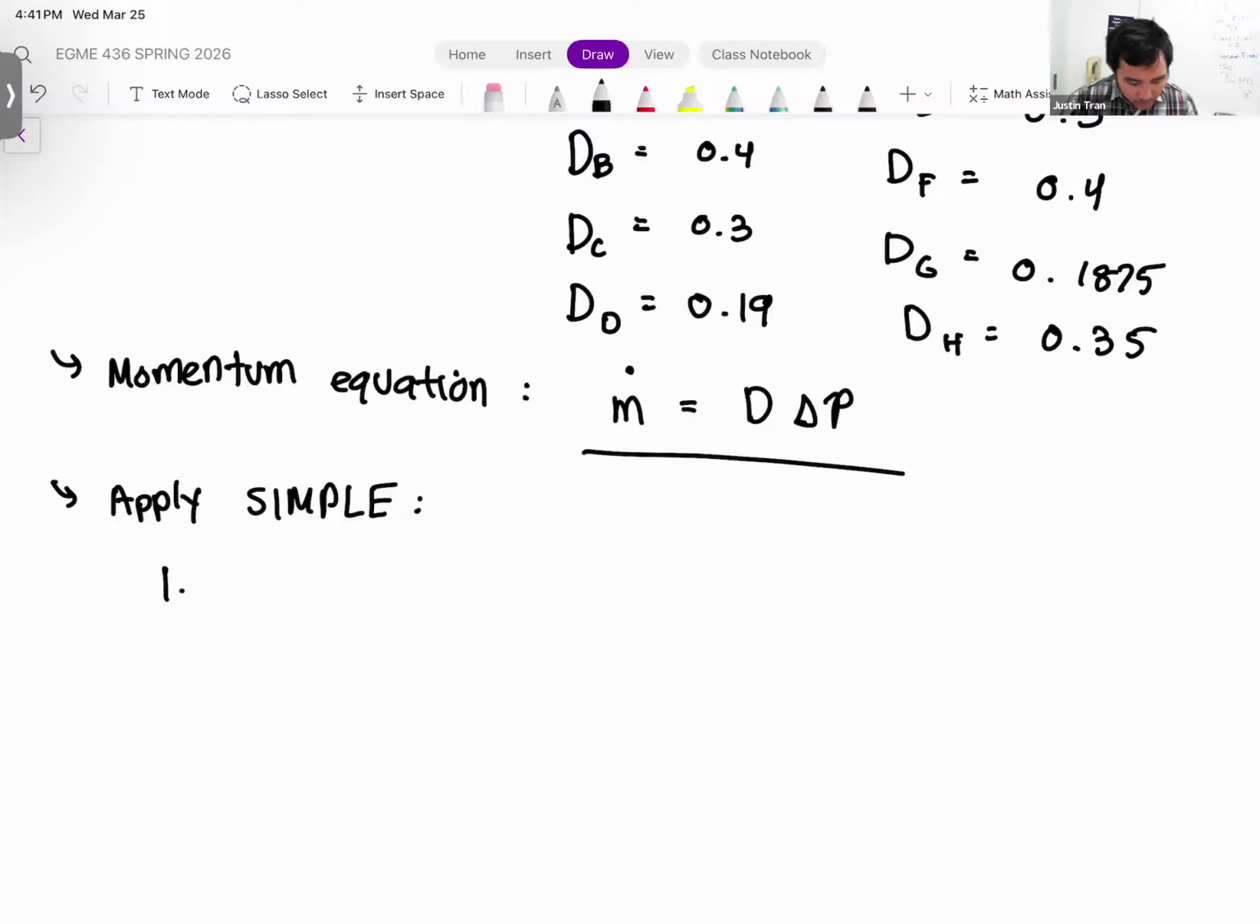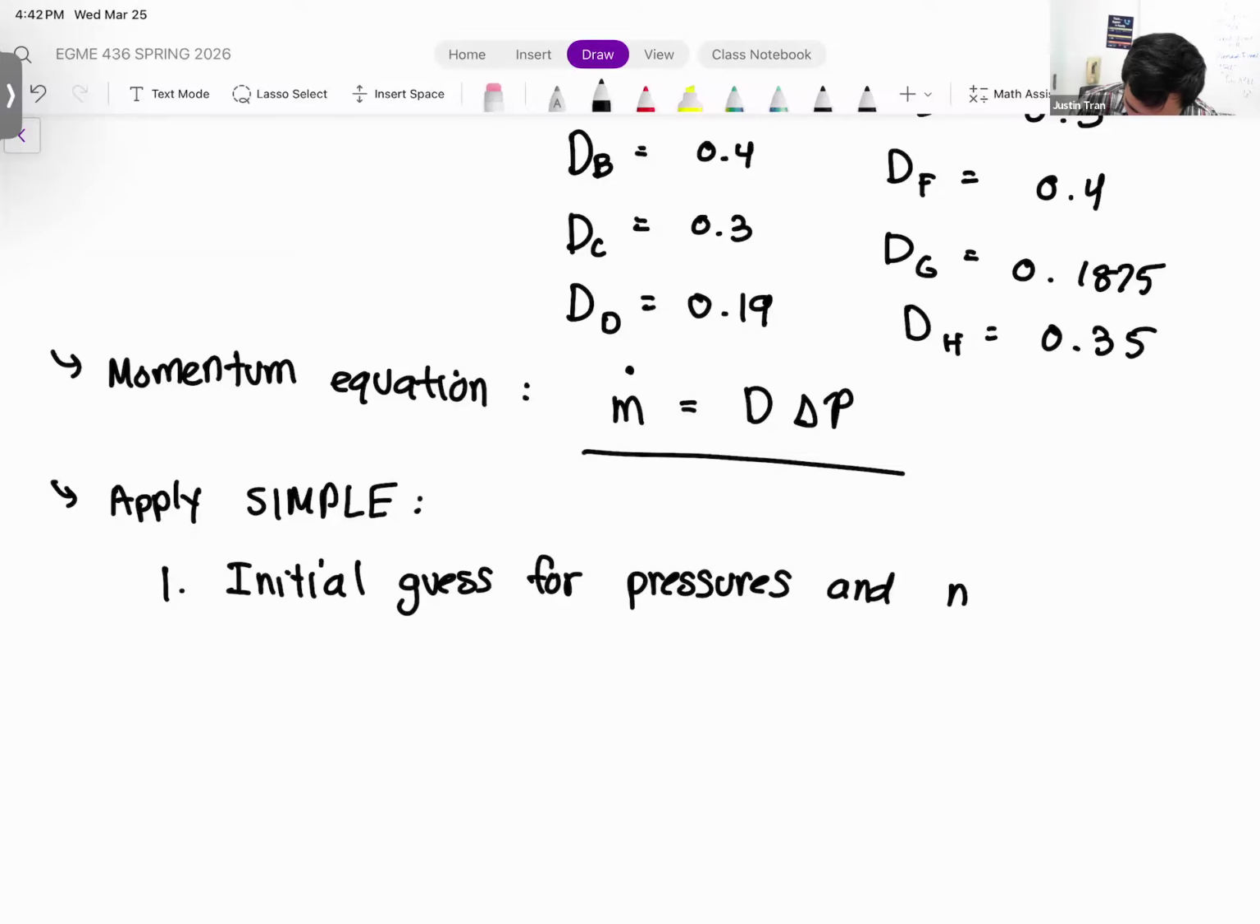Okay, so step one. Step one is we need to start with an initial guess for all unknown quantities in the system. And so all of the unknown quantities in the system are going to be the internal pressures, right? So P3, P6, and P8 are unknown, right? So we need to have an initial guess for those. And once we have those, we can then use those to compute m dot based on our momentum equation that we have up there, okay?